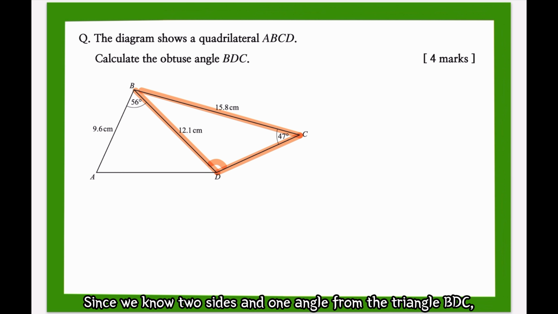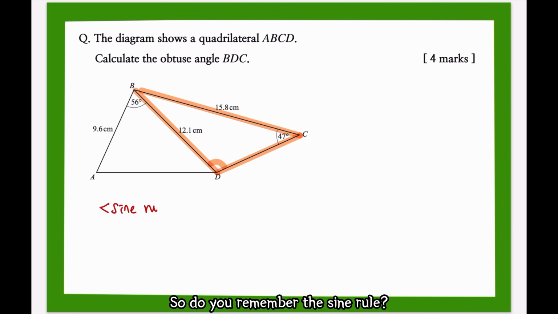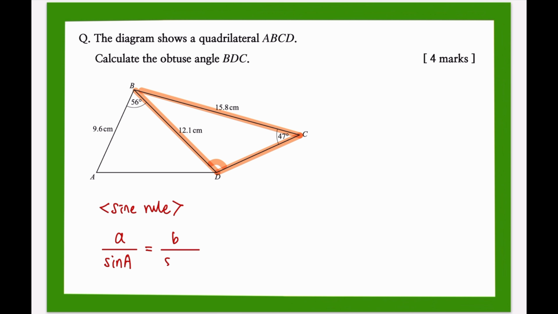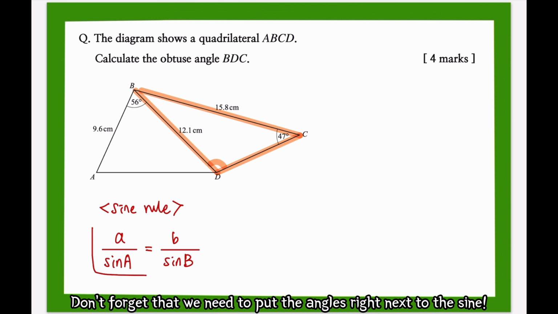Since we know 2 sides and 1 angle from the triangle BDC, we need to use the sine rule to find the obtuse angle. So do you remember the sine rule? The formula for sine rule is a over sine A equals b over sine B. Don't forget that we need to put the angles right next to the sine.